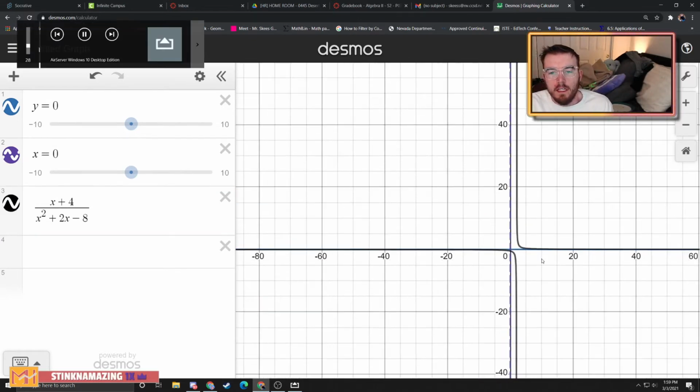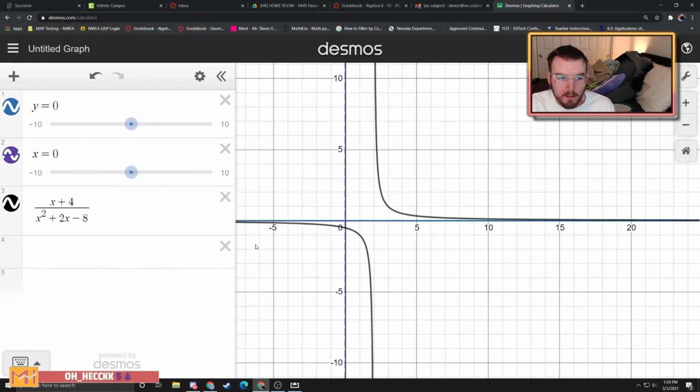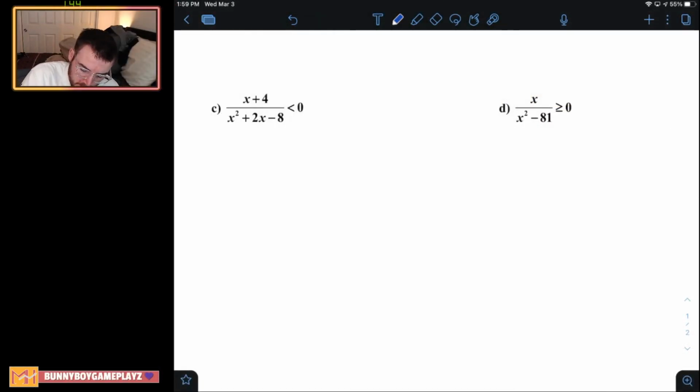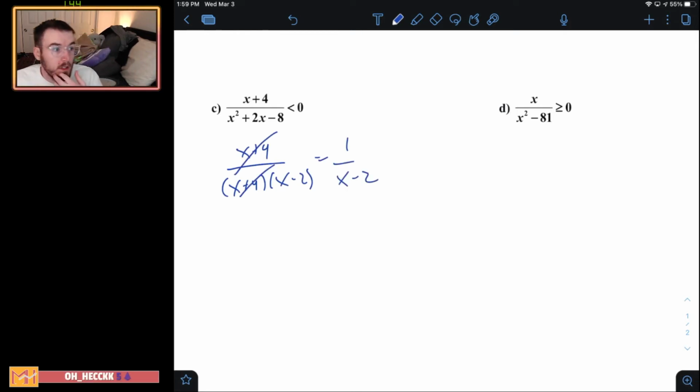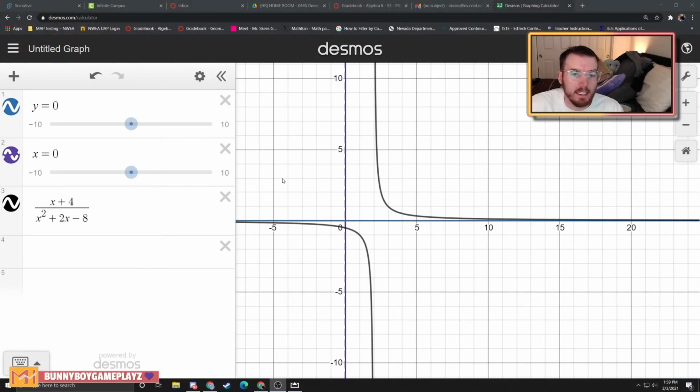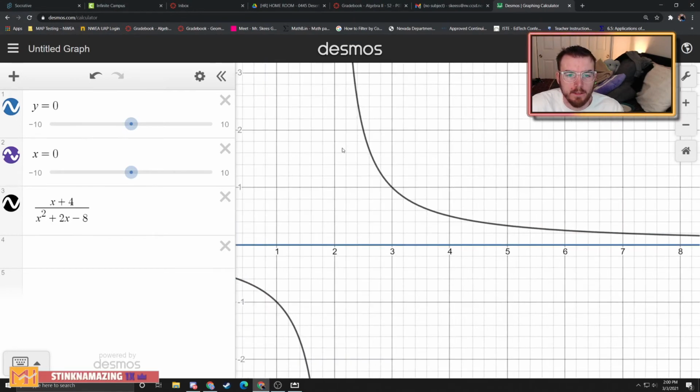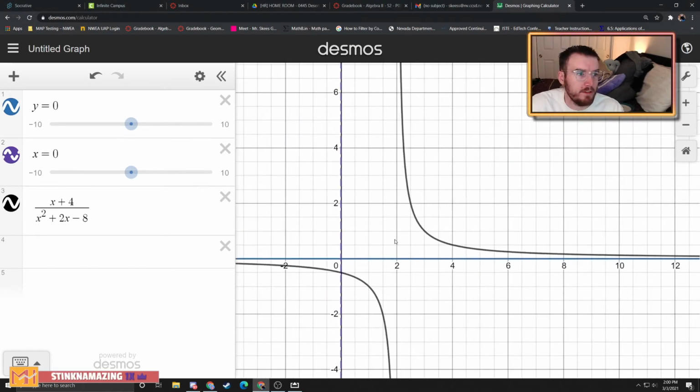Now, this graph, something worth noting, right, is that if you attempt to factor the bottom, you would get x plus 4, x minus 2, and these guys cancel out. Interesting, right? Which is why there is only one asymptote, right? At the 2 value, right? Because that's what's left.